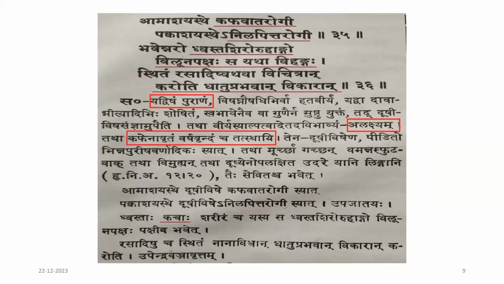And repeated manifestation of skin is again to be highlighted. Rasadishu Jastitam, Nana Vidhan, Dhatu Prabhavan Vikaran, Karoti. They are directly going to the manifestations related to skin or joint or a condition related to autoimmunity. Even there are a few conditions related to hematological malignancies. That also we have correlated with the manifestation. Hematological manifestations related to malignancy are also relevant in this reference.